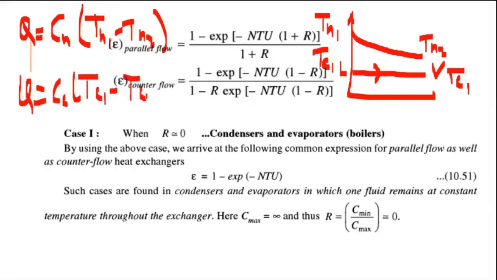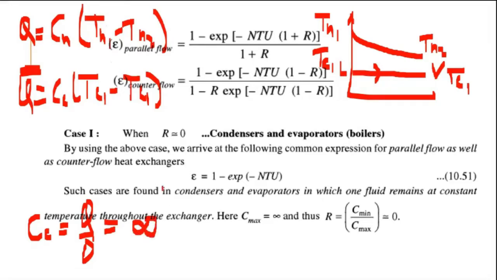This relation cannot be used to find out the rate of heat transfer, but it can be used to find out heat capacity. So we can say that heat capacity capital C here will be equal to Q divided by 0. And in this case, the heat capacity for the cold fluid is going to be infinity. Any doubt in this part? Anyone?